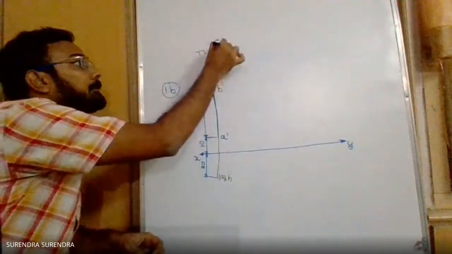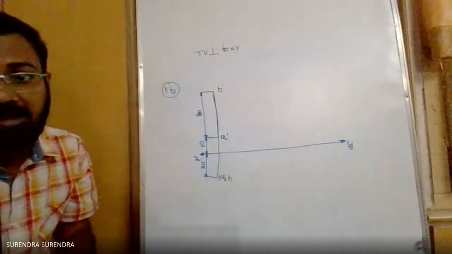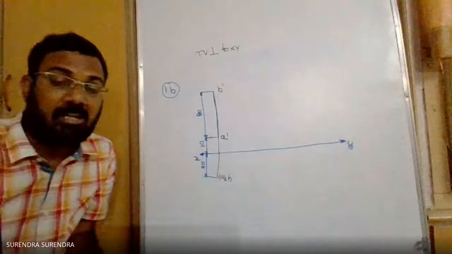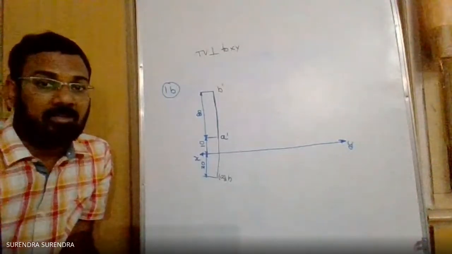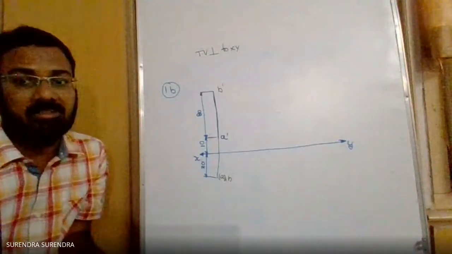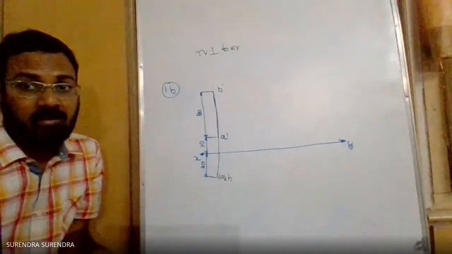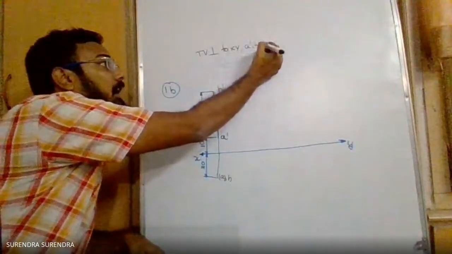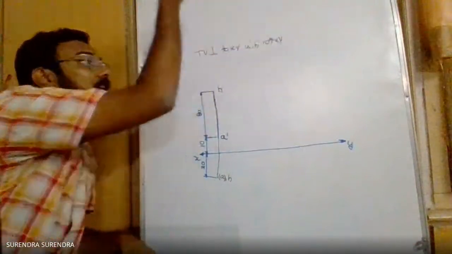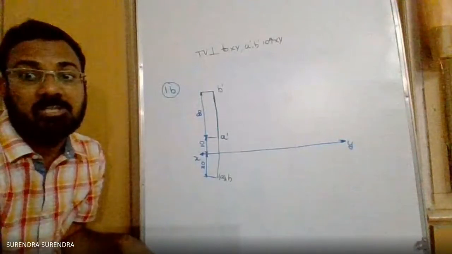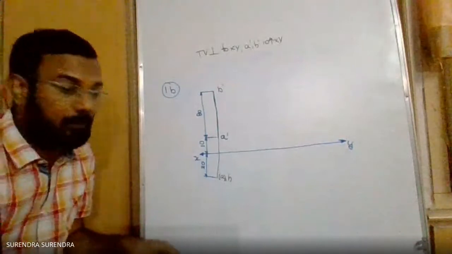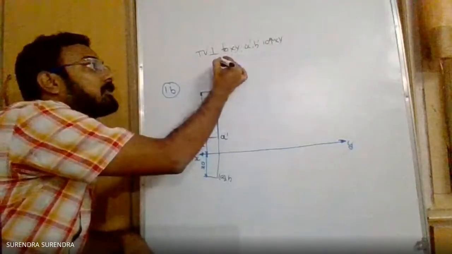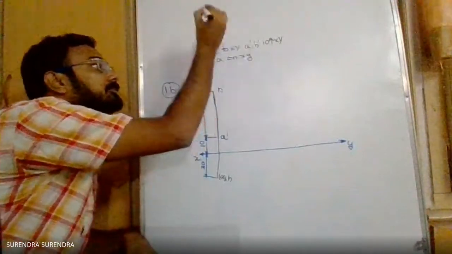The top view is perpendicular to the XY line. The next condition: 10 mm above the HP. The complete line is 10 mm above the HP. When the line is perpendicular to one reference plane, it is definitely parallel to the other. As it is perpendicular to VP, it is parallel to HP. It is given that the line is 10 mm above HP, which implies A dash, B dash are at a height of 10 mm above the XY line. And its one end is in VP, which means in the top view, one of the end points of the line is in VP, meaning point A is on the XY line.